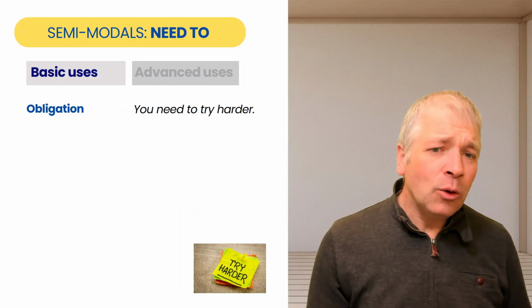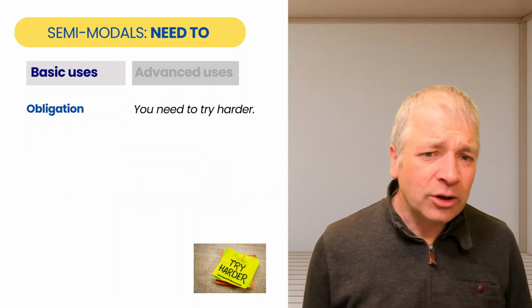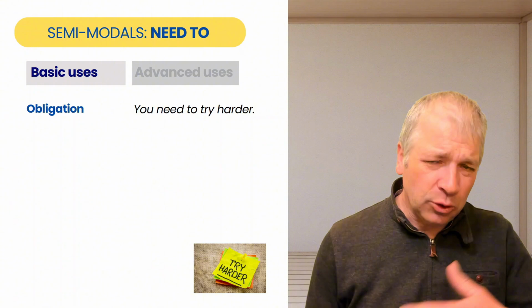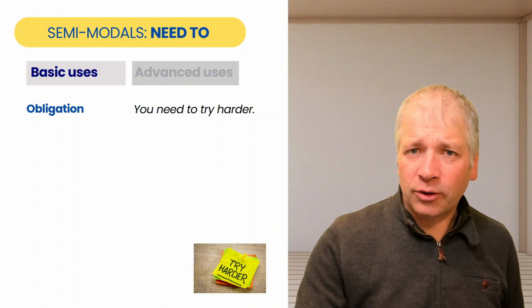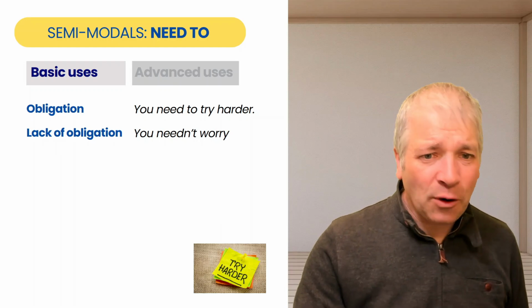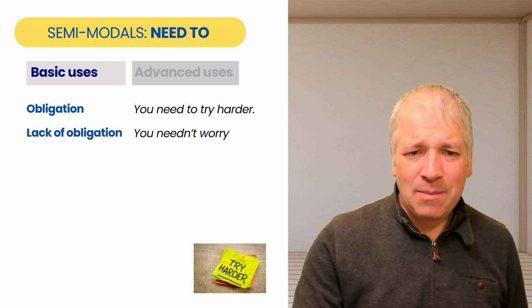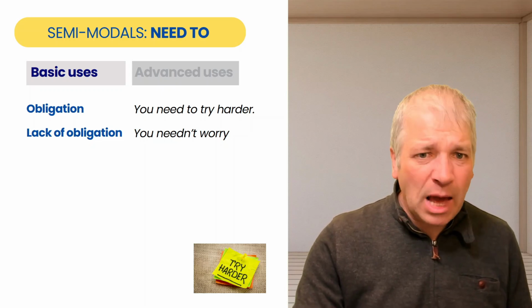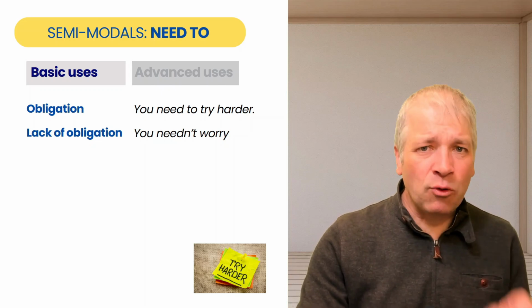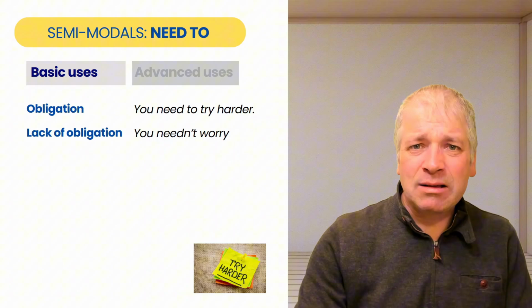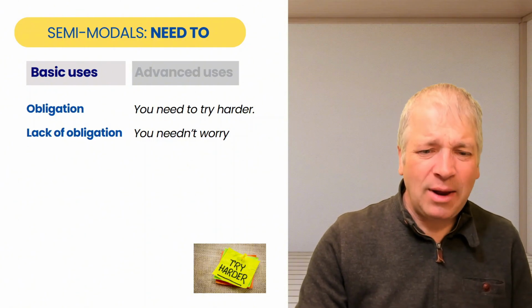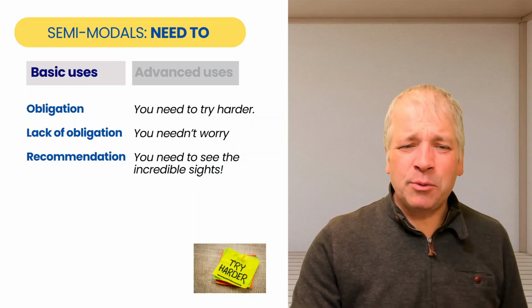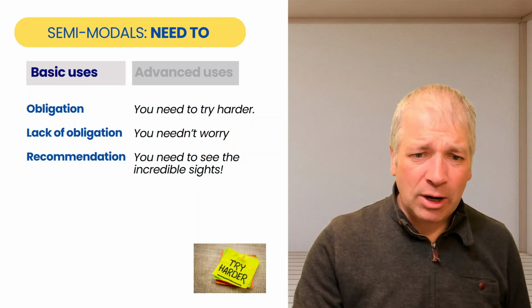With "need to," we tend to use that for obligation like "must," but in a slightly different way. So, "You need to try harder." We could also have said, "You must try harder." We could also use it with lack of obligation. "You needn't worry." It's the same as "there's no need to worry" or "you don't need to worry." Not the same as "mustn't worry." If it says you mustn't worry, there's a rule not to. If you say "needn't worry," it's like saying there's no requirement to worry, like "don't have to worry." And you can use it for recommendations. "You need to see the incredible sights," similar to "you must see the incredible sights."